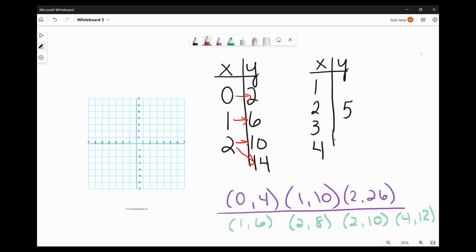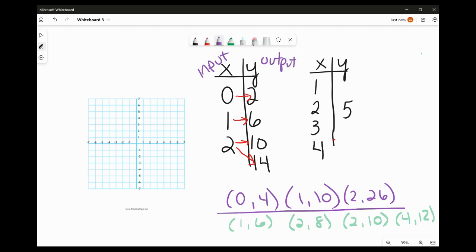Okay, guys, let's talk about what a function is. The definition of a function is every input can only have one output. Okay, remember that x is our input. So let's write that here. X is our input. Y is our output.